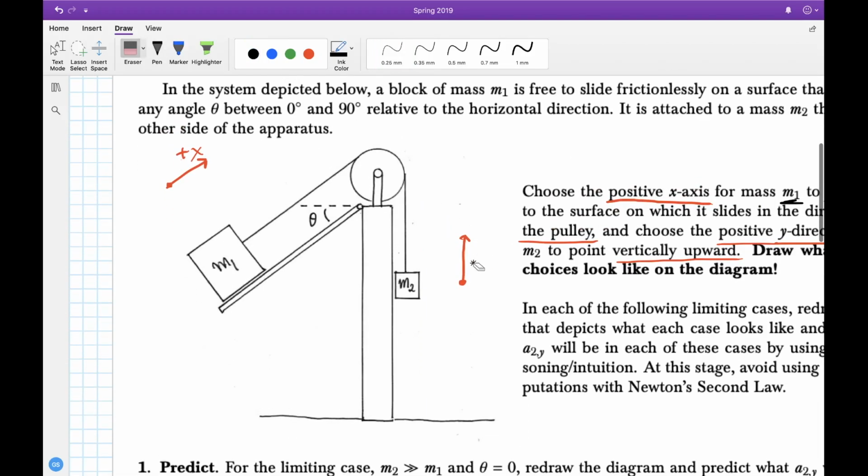So I'm going to go ahead and erase these over here. And let's go ahead and draw the free body diagram. For M1, I'm just going to draw it here. We have gravity that's pointing down. Okay, so F of G.